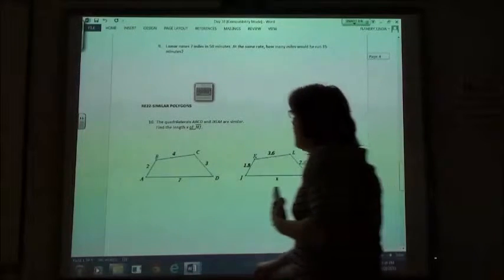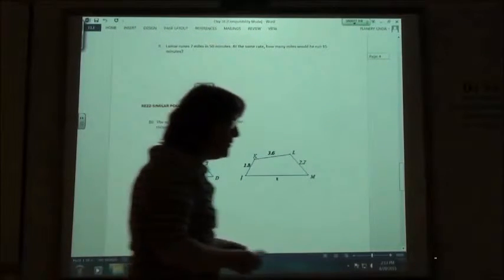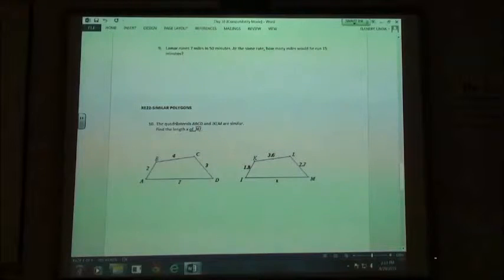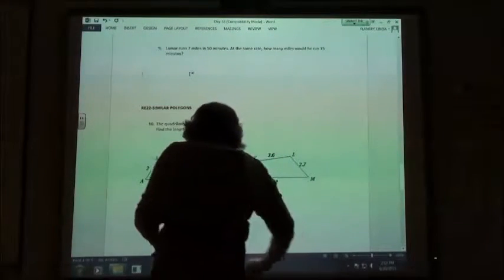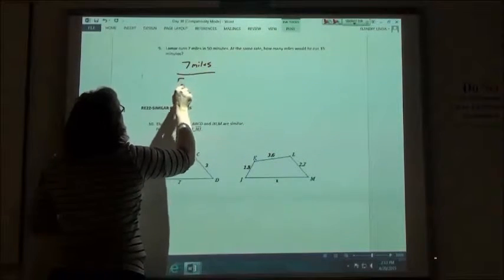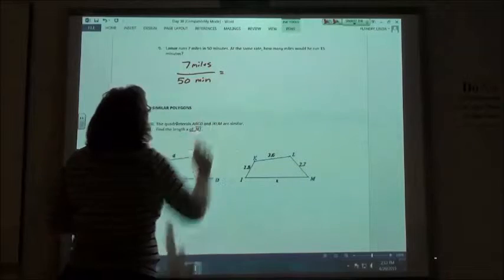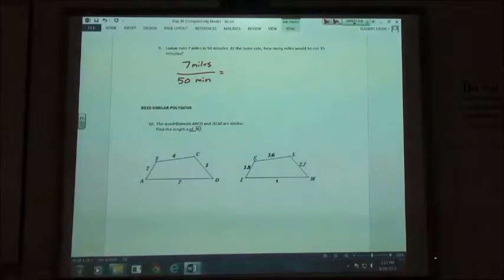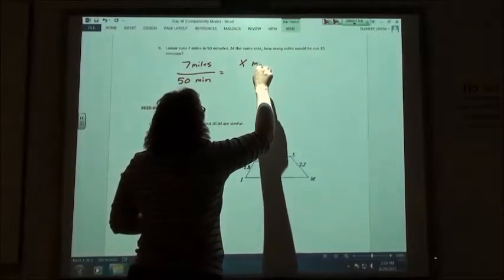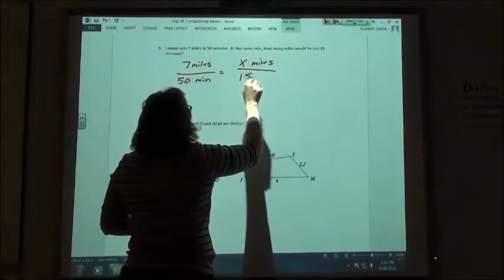Number 9, same kind of thing. Lamar runs, that's supposed to say runs. Let's fix that so it says runs. Must not have been able to type that day. Lamar runs 7 miles in 50 minutes. At the same rate, how many miles would he run in 15 minutes? My miles are on the top. How many miles would he run in 15 minutes?